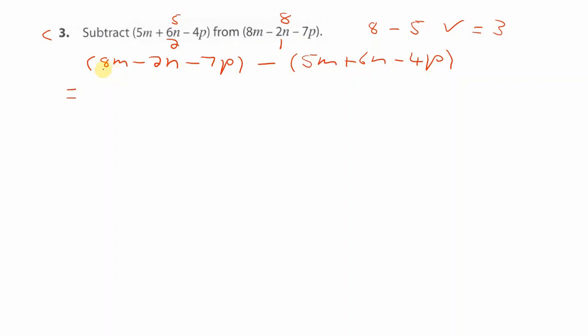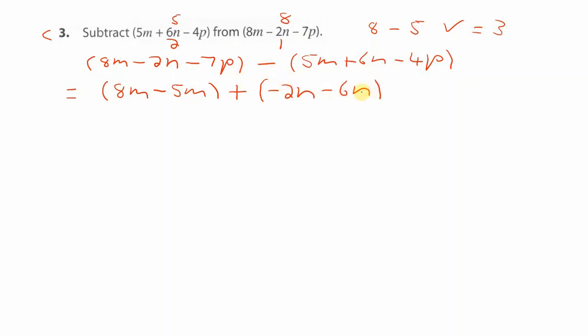So we can first group our m's. So we have 8m. A negative times a positive is a negative. So we have negative 5m. We can change the minus into plus. It's just easier to deal with that. We have brackets. We are looking at our n's. So we have negative 2n. A negative times a positive is a negative. So we have negative 6n.